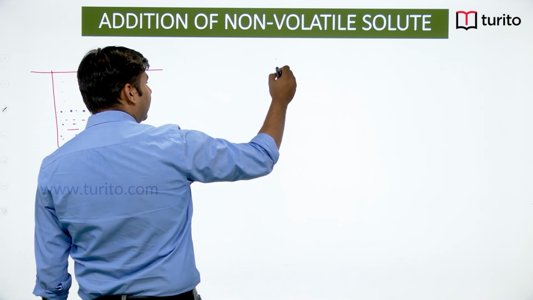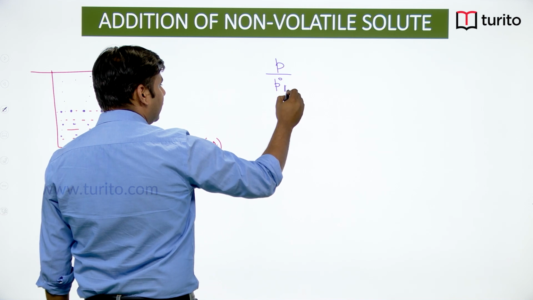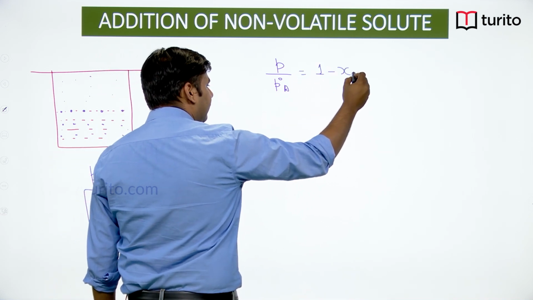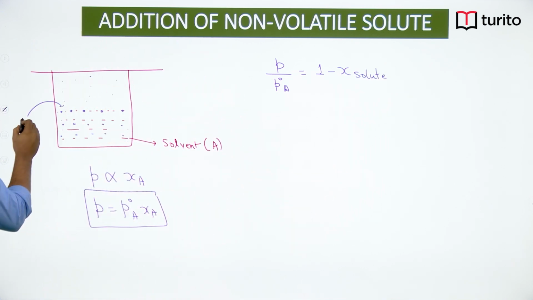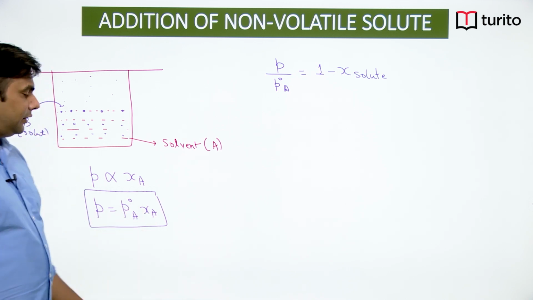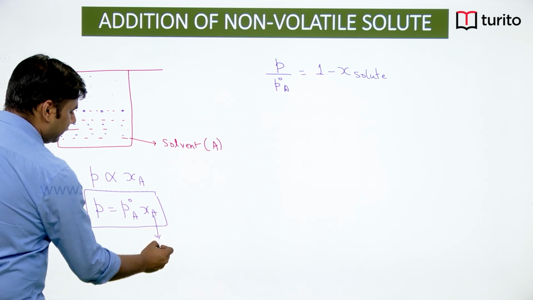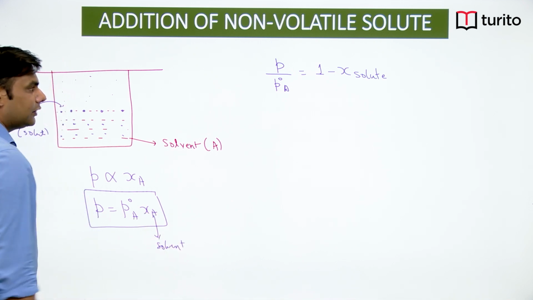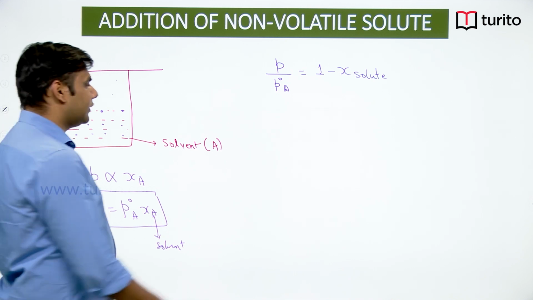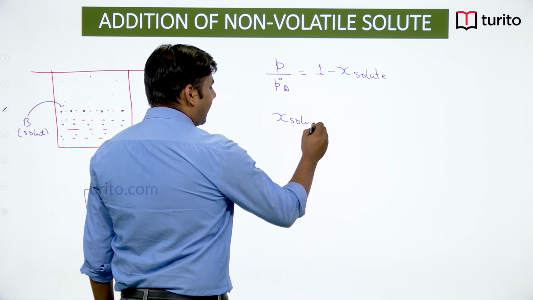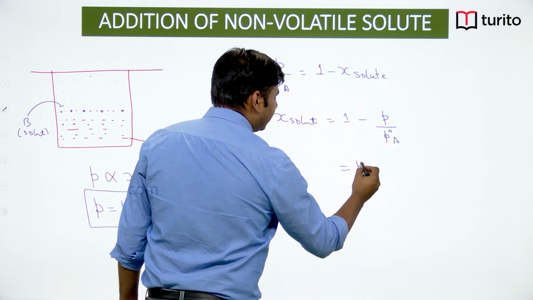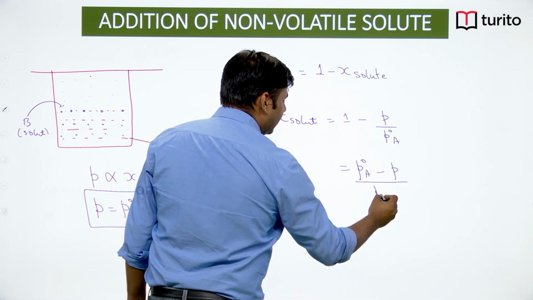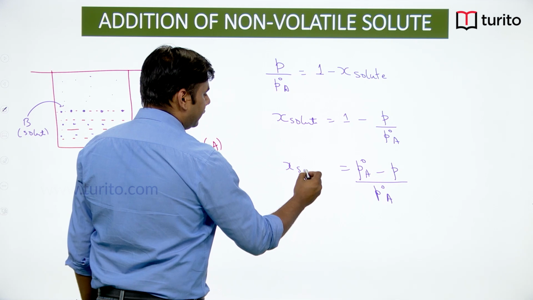So I can write P by P naught A is equal to XA, which is 1 minus XB, where B is the solute that we have added. We know that XA plus XB is 1, so X solvent plus X solute is 1. So I can write X solute as 1 minus P upon P naught A, that is P naught A minus P upon P naught A, which is equal to the mole fraction of solute.